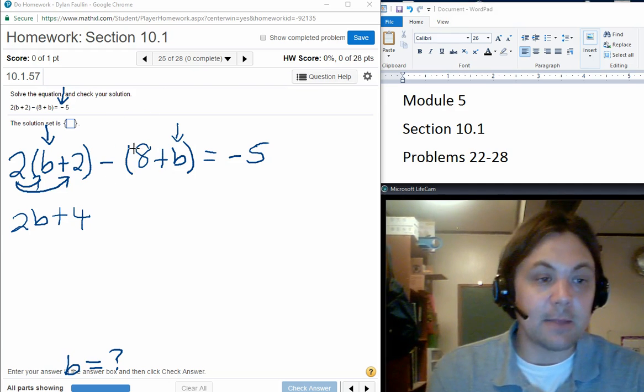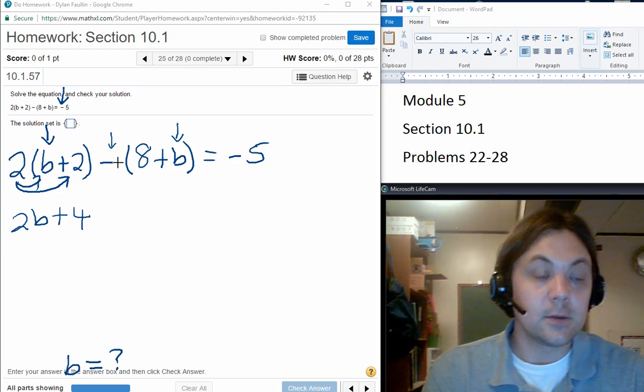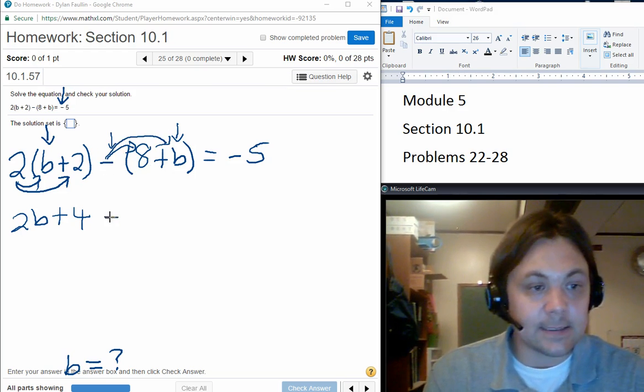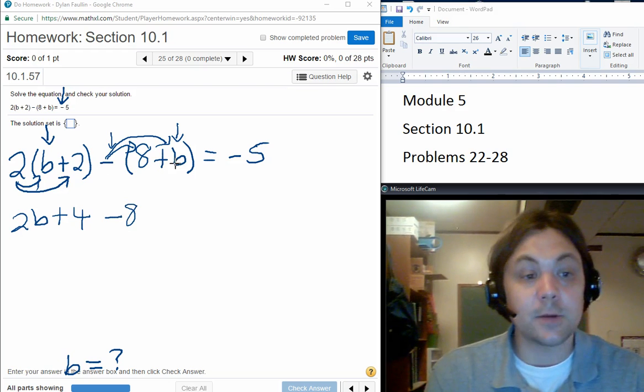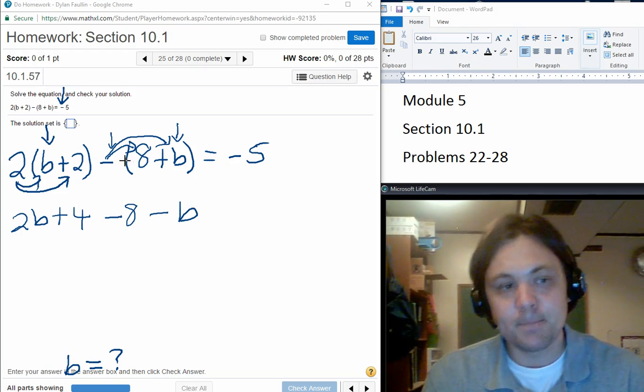And in this case, the mathematical purpose of these parentheses is to hold out this minus sign. So before I can get rid of these parentheses, I have to carry out that minus sign, which means I have to distribute it into the parentheses. I want to subtract the 8, but I also want to subtract the positive b. So subtracting b gives me minus b.